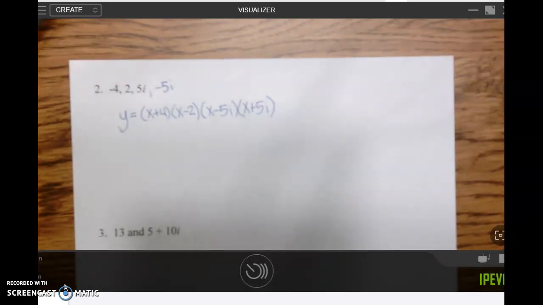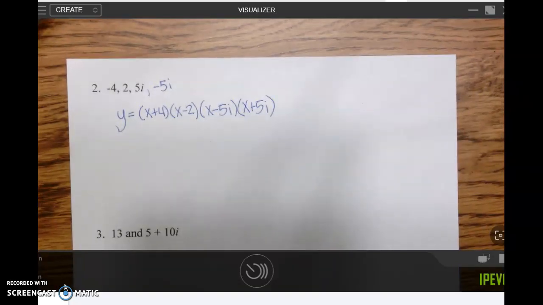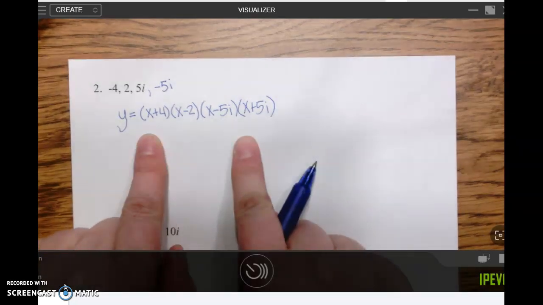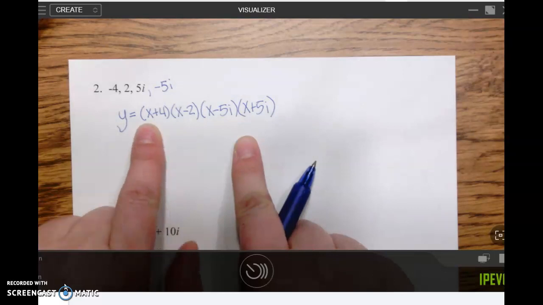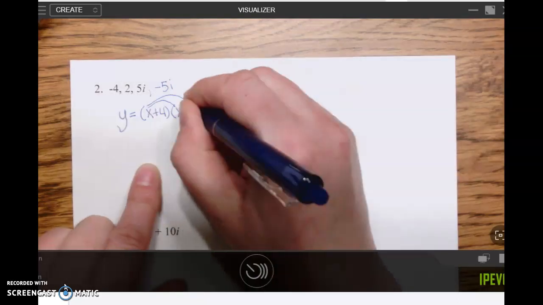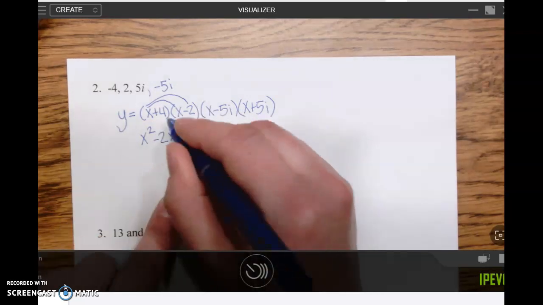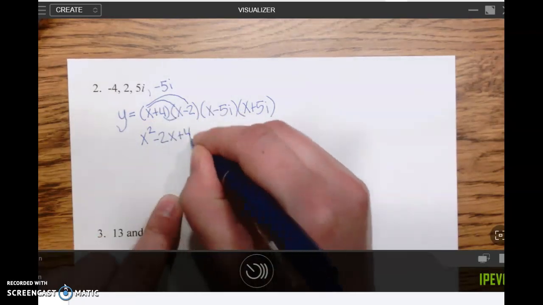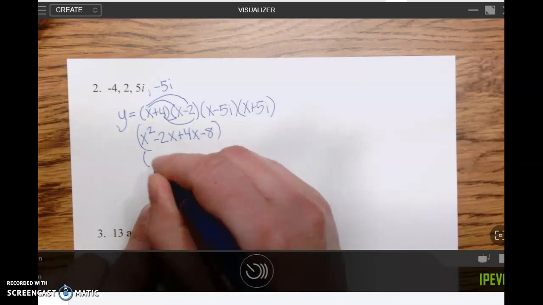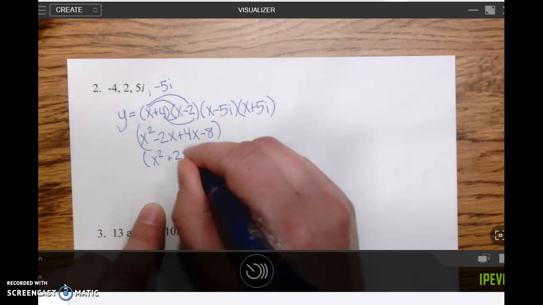All right, now we have to multiply, and just like always, you can only multiply 2 terms at a time. And so we're going to multiply the first 2 together and then the imaginary 2 together. So starting with the x plus 4 and the x minus 2, we're going to distribute the x to both terms and the 4 to both terms. So x times x and x times negative 2. X times x is x squared. Then you have a negative 2x. Then 4 times x is a positive 4x. And 4 times a negative 2 is a negative 8. And combining like terms, we have x squared plus 2x minus 8.